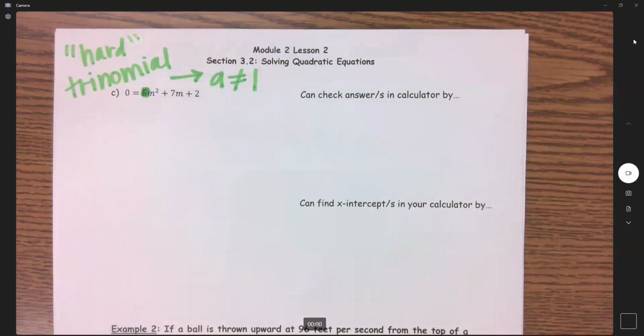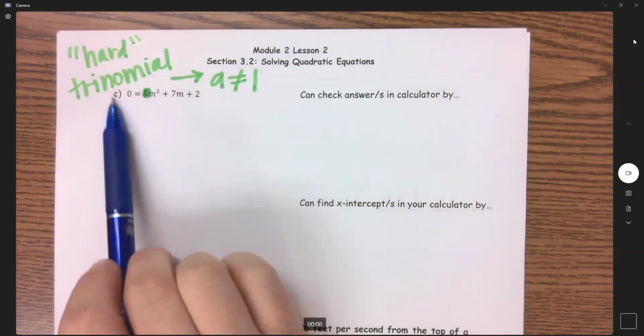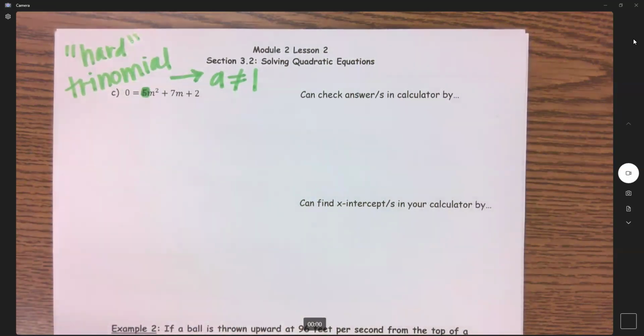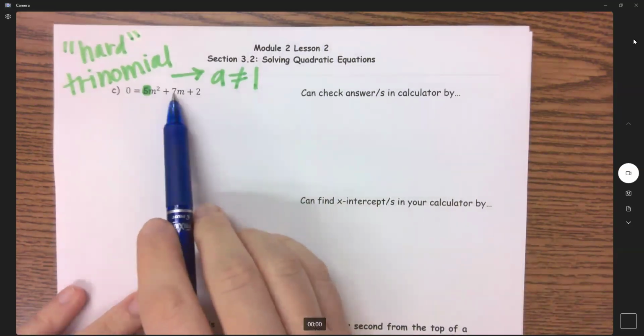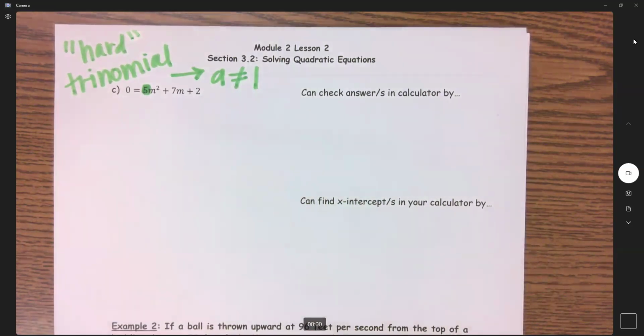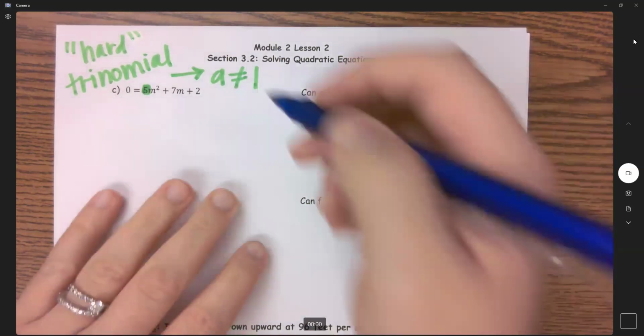So still the same 4 steps though. First, make sure the equation is in standard form, and it is because it equals 0. It doesn't matter what side the 0 is on, it does equal 0. Next, GCF, and I don't have any this time because I can't divide 5, 7, and 2 by anything. So we're already to step 3 of factoring.